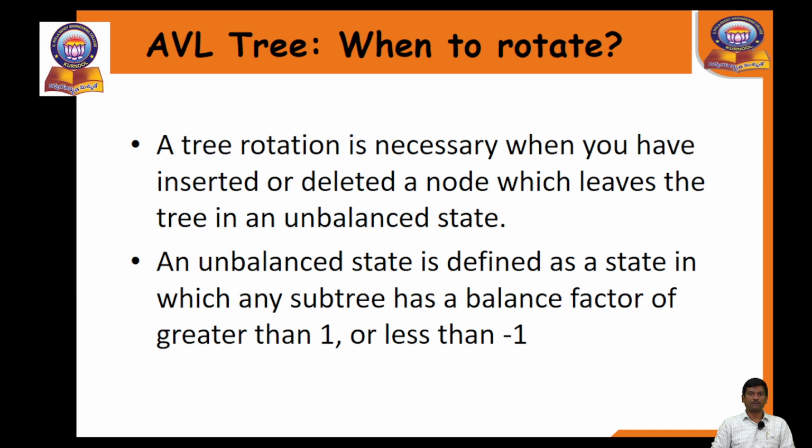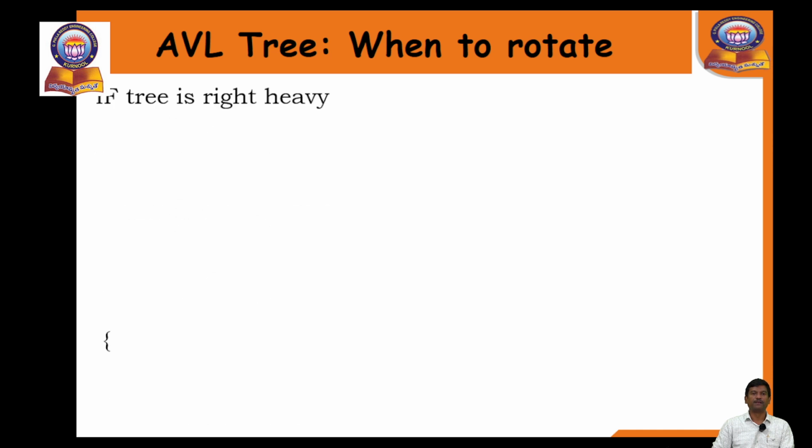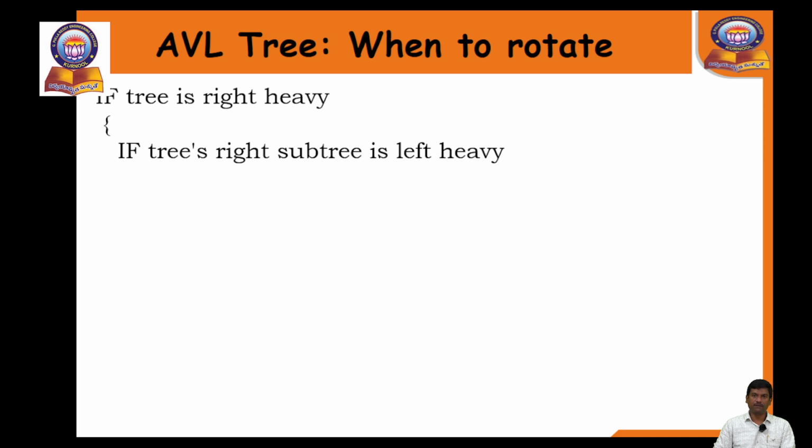When the tree is in an unbalanced state, you have to perform modifications. That is, you have to perform rotations, which include single rotation as well as double rotation. So when to rotate, in which scenario you go for single rotations, and in which scenario you go for double rotations. That is, if the tree is right heavy, check whether within the right heavy, if it is left heavy, then in such cases you have to perform the double left rotation.